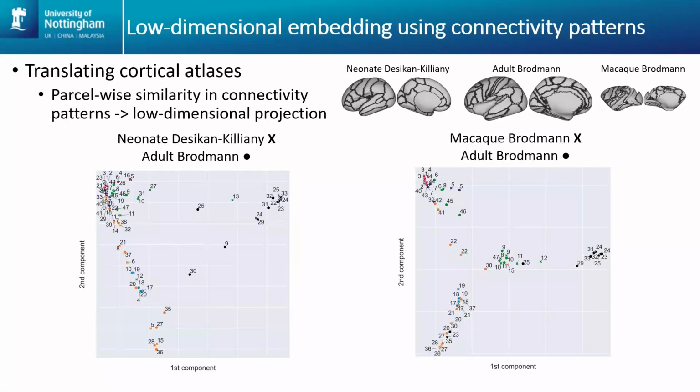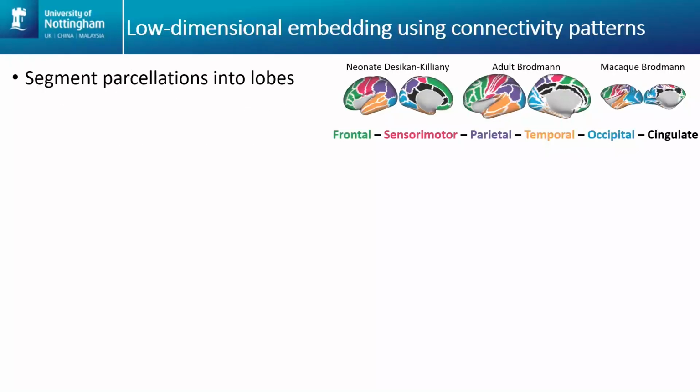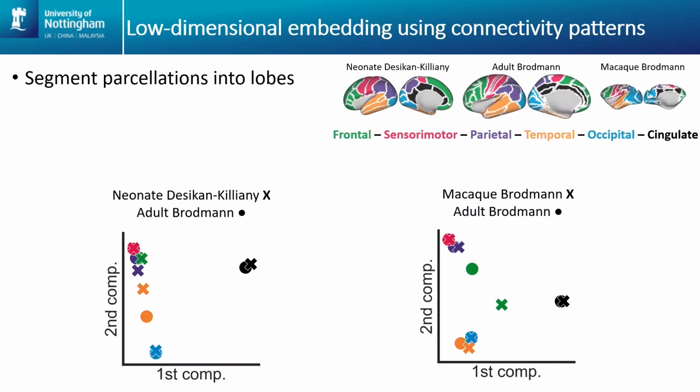We can also use this framework to start looking at translating cortical atlases across brains. Here we take the similarity in connection patterns between the neonate and the adult, and the macaque and the adult, and we use spectral embedding to project these to a low-dimensional space. We start to find that parcels from similar brain regions, such as the cingulate, cluster closer together in this low-dimensional space. And indeed, when we coarsely parcellate this parcellation into lobes and take the center of gravity for each lobe, we find that they do, in fact, cluster together.